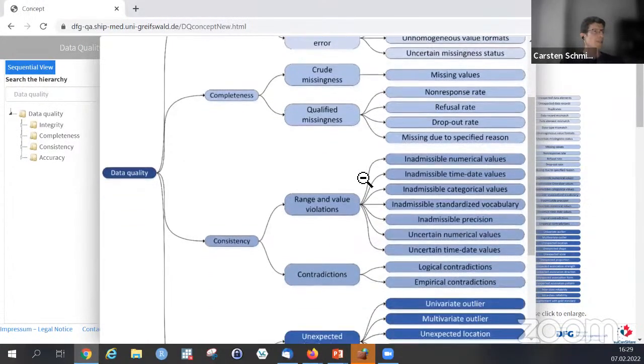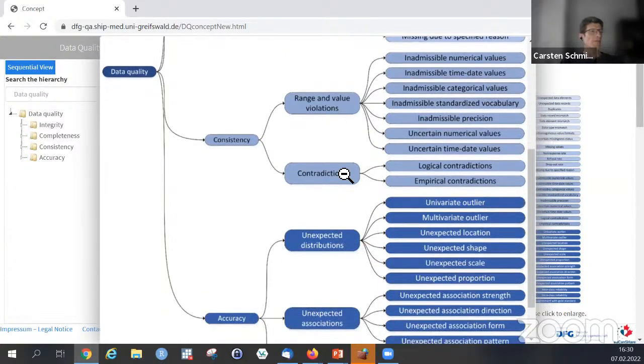If you look at completeness, a lot of times you have data where you don't even know why data is missing. You don't have an appropriate coding, so you have to deal with that. Or you really know why data is missing, and based on this you can derive certain indicators. Or range and value variations may be related to very distinct types of data.